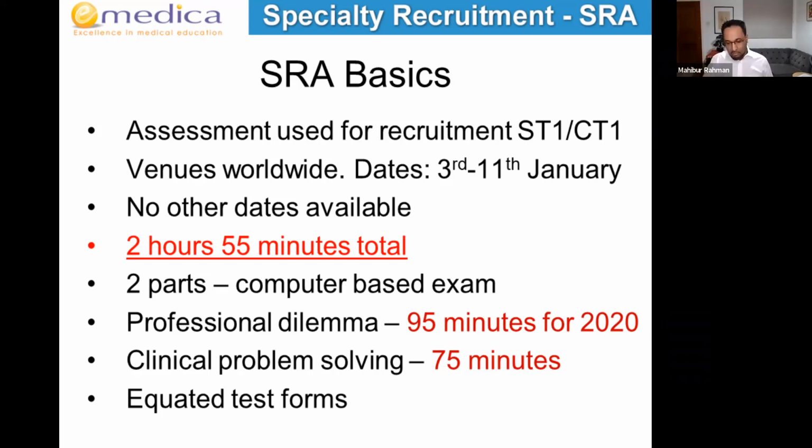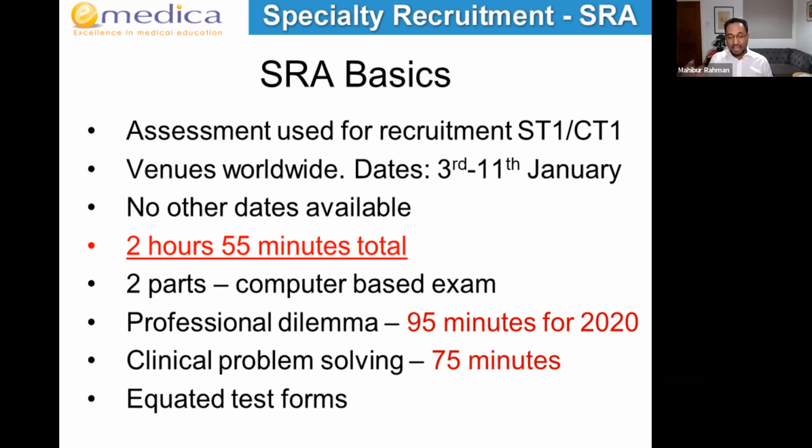There's venues in many different countries, and the dates for round 1 are the 3rd to the 11th of January. So once you submit your application, the applications are open now, you'll get an email telling you that they've accepted your application, you've been longlisted. Log into Oriel, and you'll see that. And then you'll also have to log into something called Pearson View. They're the people that administer the test, and you'll be able to select your own location and date.